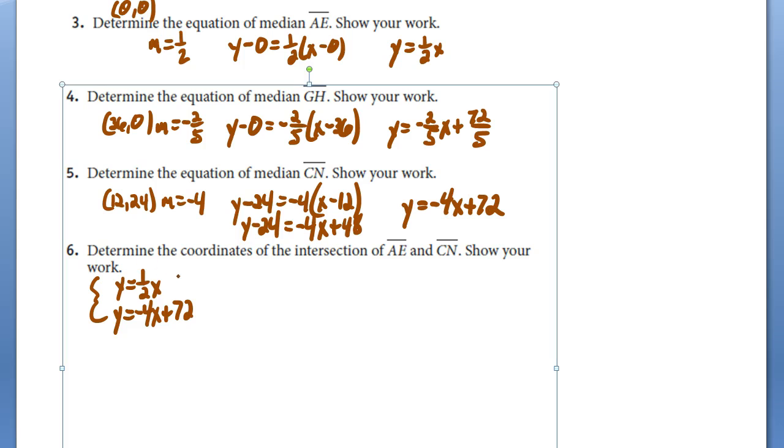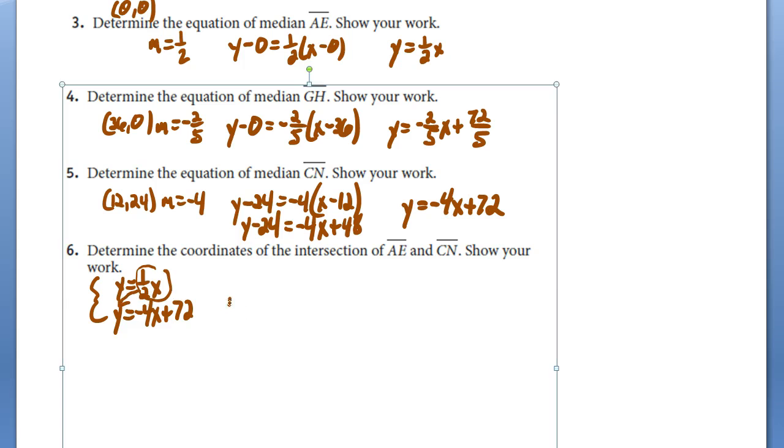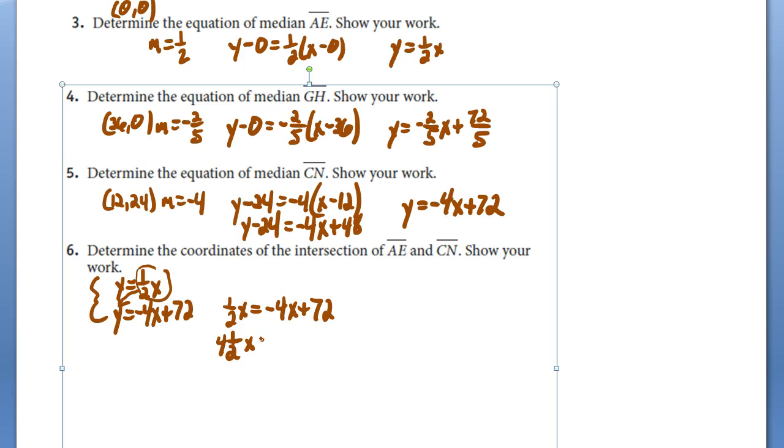I'm going to use substitution method because y is equal to 1/2 x. I can substitute the 1/2 x in place of the other letter y. And we would have 1/2 x equals negative 4x plus 72. Add the 4x to the other side, and we have 4.5x equals 72. And then divide both sides by 4.5.